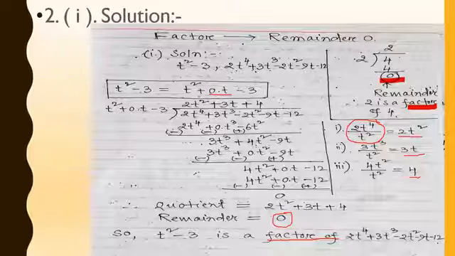Continuing this way, the second term of the quotient becomes 3t, and we continue till the degree of the remainder is less than the degree of the divisor. But here we see that the remainder is 0, and as the remainder is 0, we can say that this divisor, that is t square minus 3, is a factor of the given biquadratic polynomial.